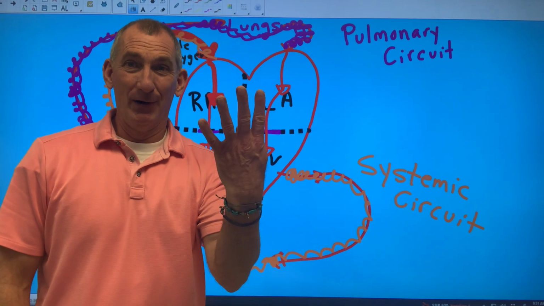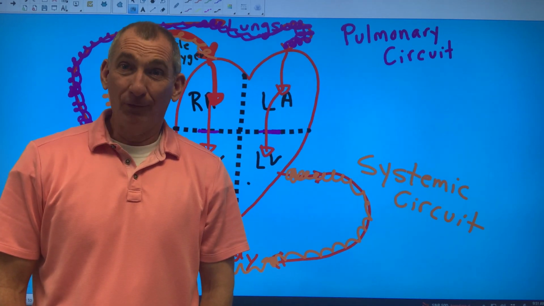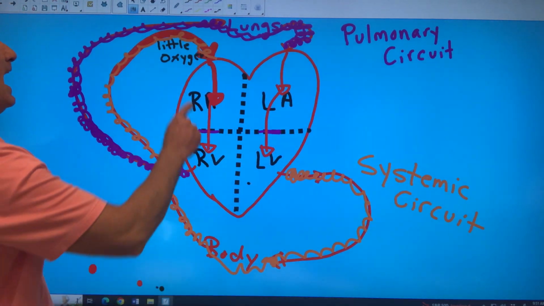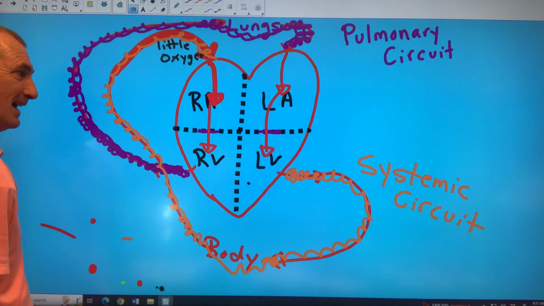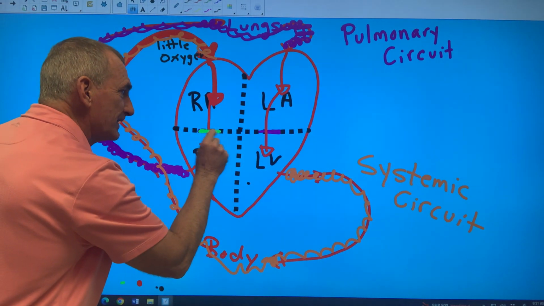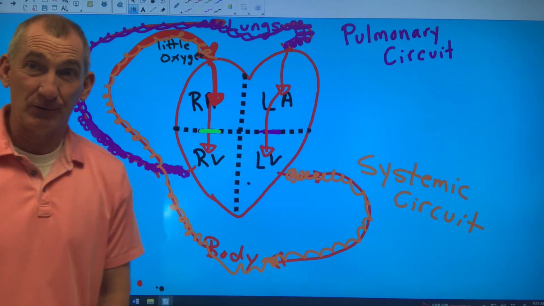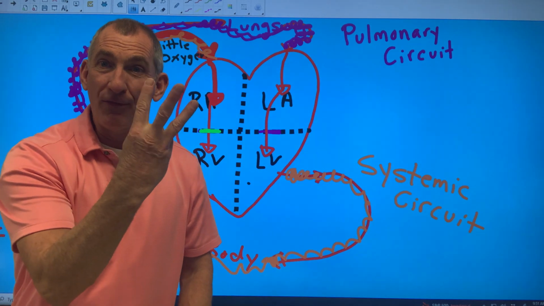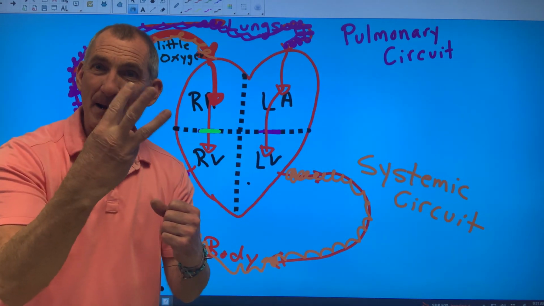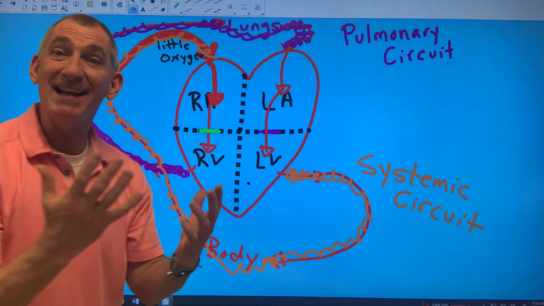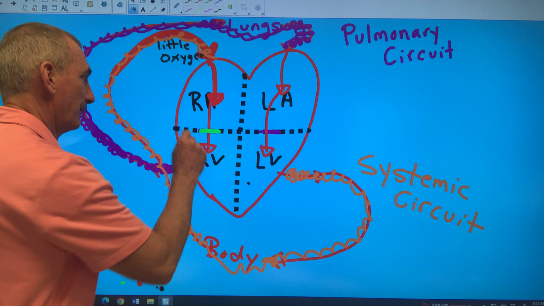Bullet number 4, the doors, the valves. I'm going to go rave green. This first door, this valve right here, between the right atrium and the right ventricle, it's made up of 3 flaps that come together. And because it's made up of 3 flaps, that's how it gets its name, the tricuspid valve.